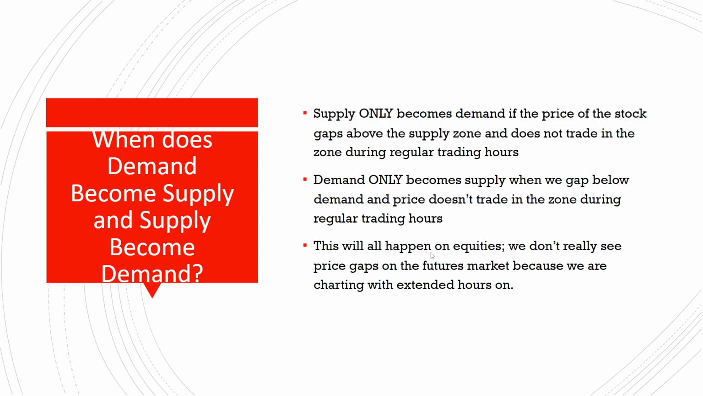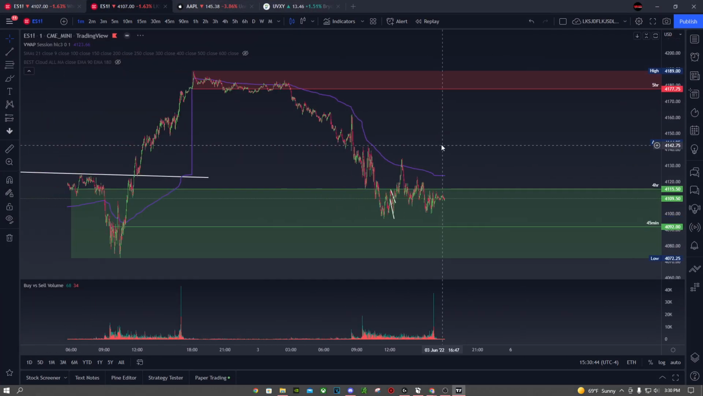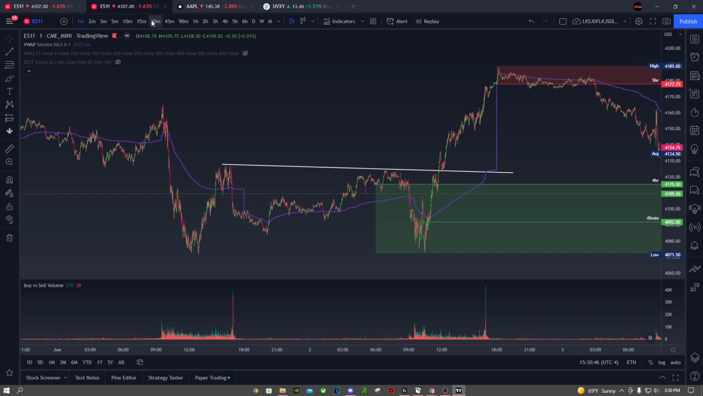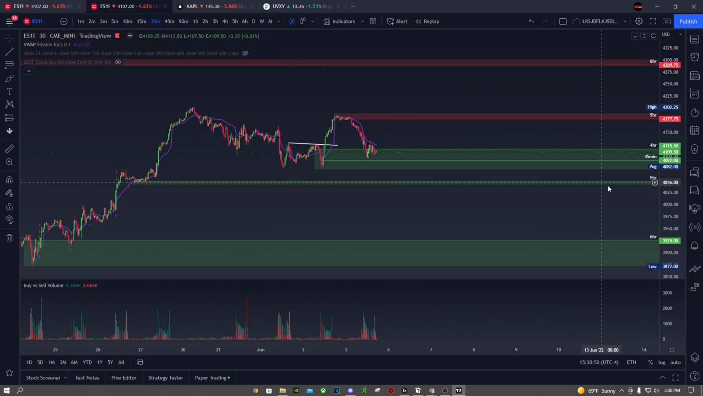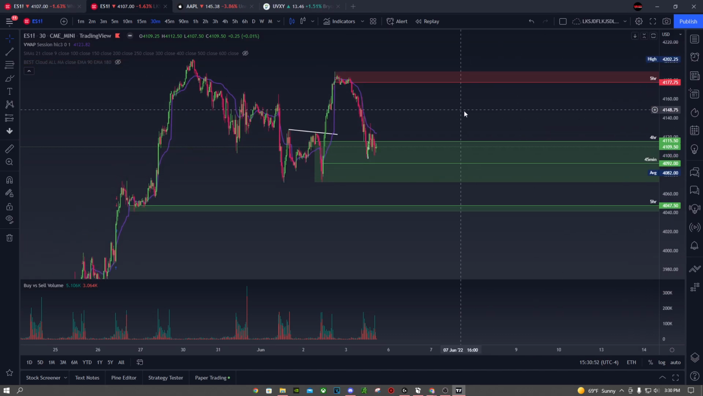And this will happen on equities. We don't really see price gaps on futures market, but we do sometimes, so we'll still go over it here. For example, I don't have a great one, I'll just check 30 minutes, see if I can find any gaps. There's not really any gaps anywhere.